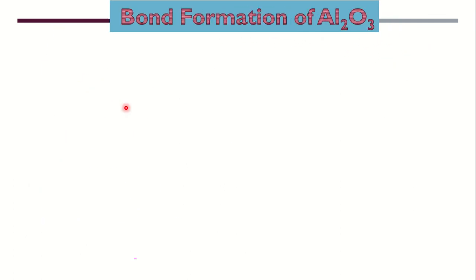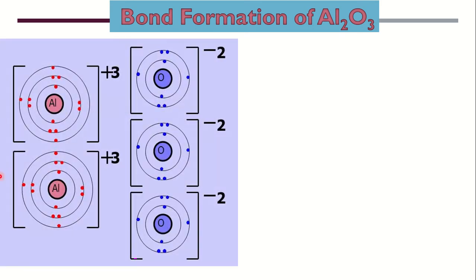Now, bond formation of aluminium oxide, Al2O3, where aluminium has 3 electrons on its outer shell. So, aluminium releases these 3 electrons and oxygen needs 2 electrons. So, another electron will go here. So, another aluminium atom will come, and both aluminium atoms release a total of 6 electrons, and the 6 electrons are distributed among 3 oxygen atoms, and 2 aluminium atoms and 3 oxygen atoms are bonded together to make Al2O3, aluminium oxide, in this way.